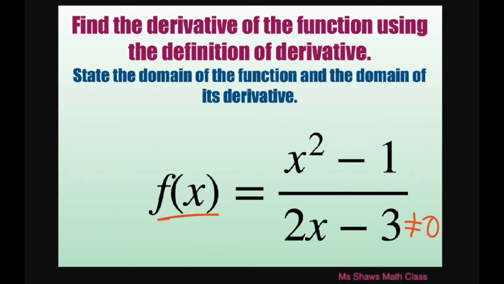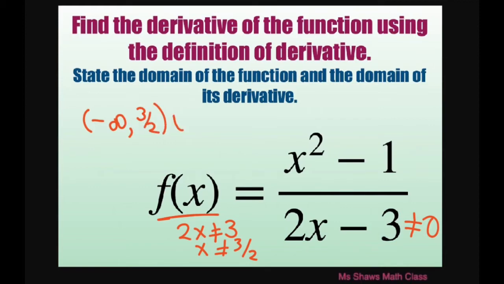So if we set this to not equal 0, we have 2x cannot equal 3 when you add 3 to both sides, so x cannot equal 3 halves. So it can be everything but that. You would write it as negative infinity to 3 halves, or 3 halves to infinity. And then when we get to the domain of our derivative, we'll compare the two.